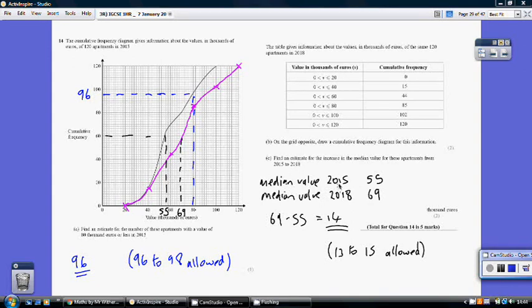So in 2015, the median's the middle apartment. We've got 120 apartments, so it's the 60th apartment, and I get a reading of about 55 for 2015. And I get a reading of about 69 for 2018. So the difference is 69 take away 55, which is 14. Mark scheme allowed anything between 13 to 15.